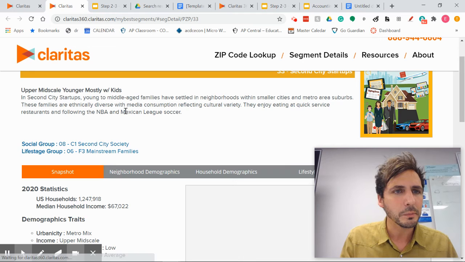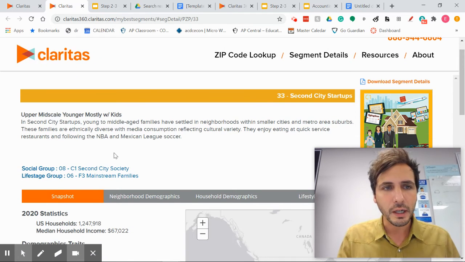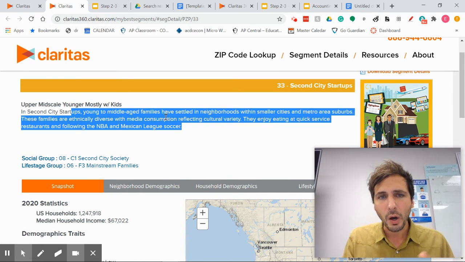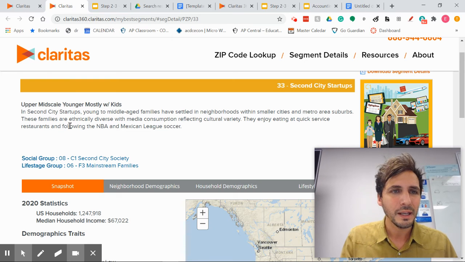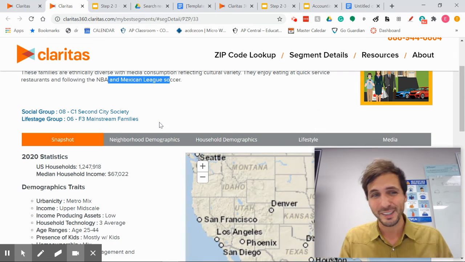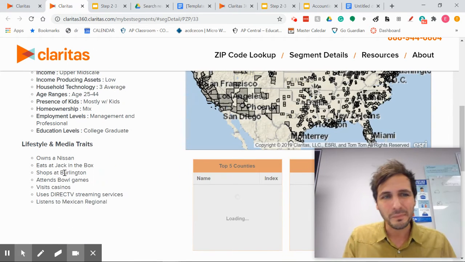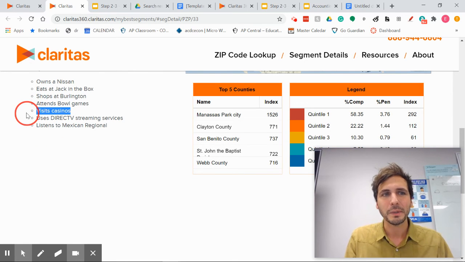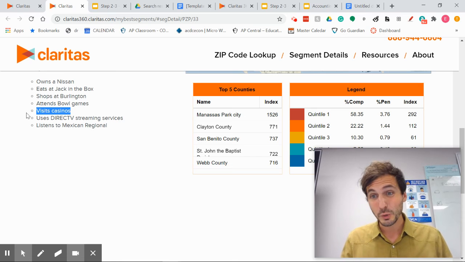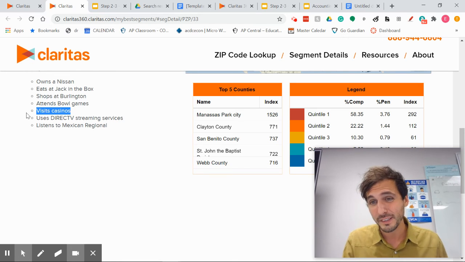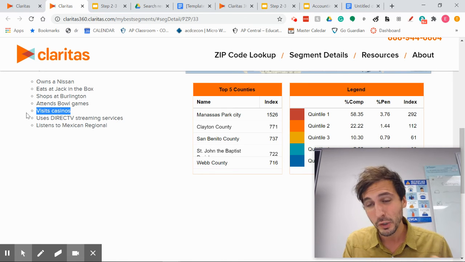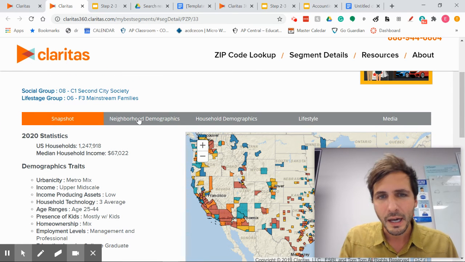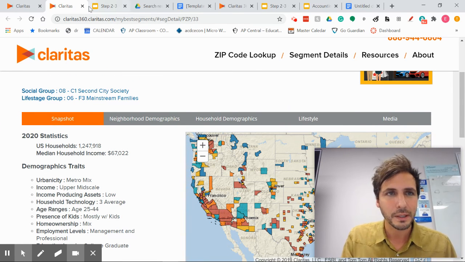So, for example, I just randomly clicked on upper mid scale, younger, mostly with kids. They call them the second city startups. And just read it out and, oh, okay, these are the things they like. This is what they're about. They follow the NBA and Mexican League Soccer. That's interesting. Income, those types of things. And here are some lifestyle traits. Casinos, that sticks out to me. Like, oh, casino, that's probably something they do because they really, really enjoy it. And people that go to casinos often go with friends, and so that might be a good place for them to spread the word about my good or my service, right? So just things to think about. Again, you can walk through all these different tabs up here.